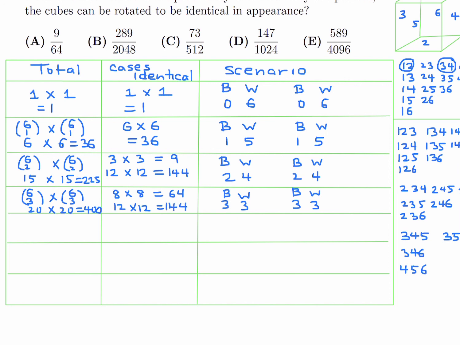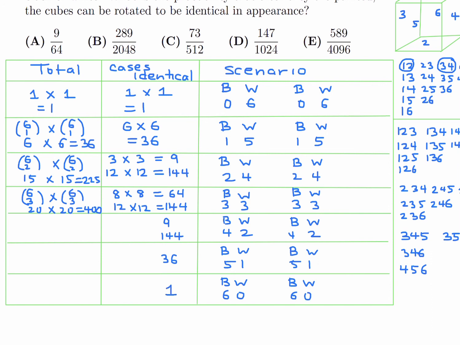Now finally we have some good news. The good news is that the next ones are easy because we've already done the math. This is the exact same as this, so it's also going to be the same. It's also going to be 9 and 144 for the exact same reason. The next one, which is 5 and 1, that is the same as this, and that's going to be 6 times 6 for the exact same explanation. And finally, the one where it's 6, 0, that's also going to be the same, which is just 1.